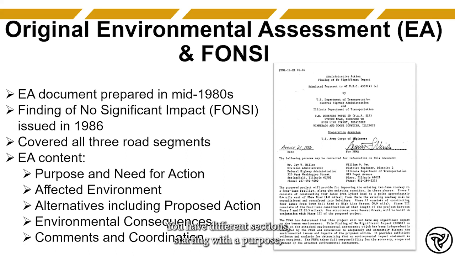And the content of the original EA back in the 80s basically covers the same outline of today's EAs. You have different sections starting with a purpose and need statement, the affected environment, what alternatives were considered and what the preferred alternative is. And then finally, what are the consequences to the environment? And then also what public comments and agency coordination was conducted.